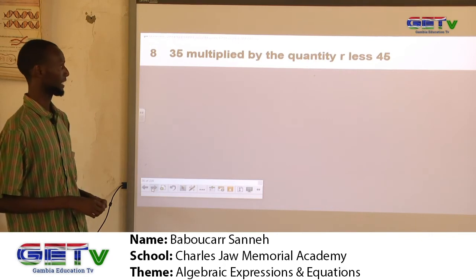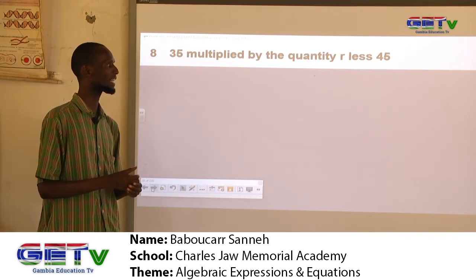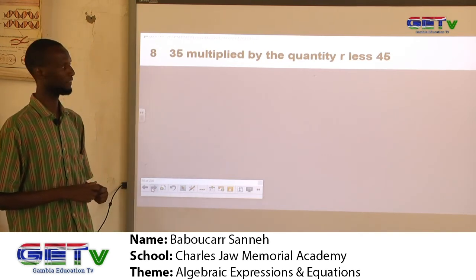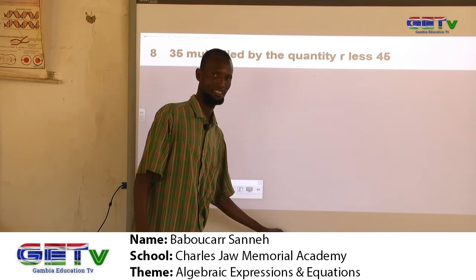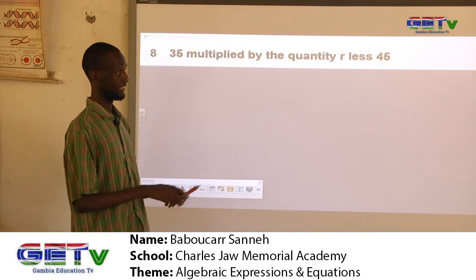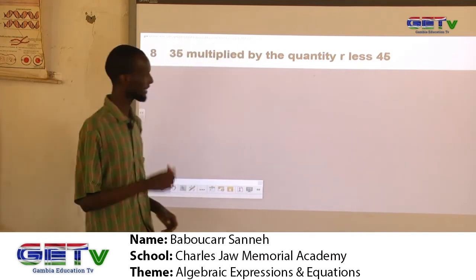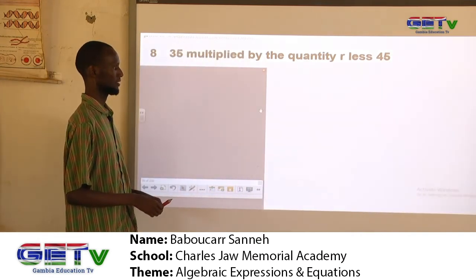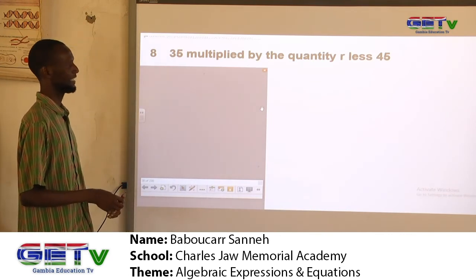Now, look at this one now. 35 multiplied by the quantity r less 45. I know we have come across less than, but let's note that this is just less. It's different from less than. But again, what are the key terms here?